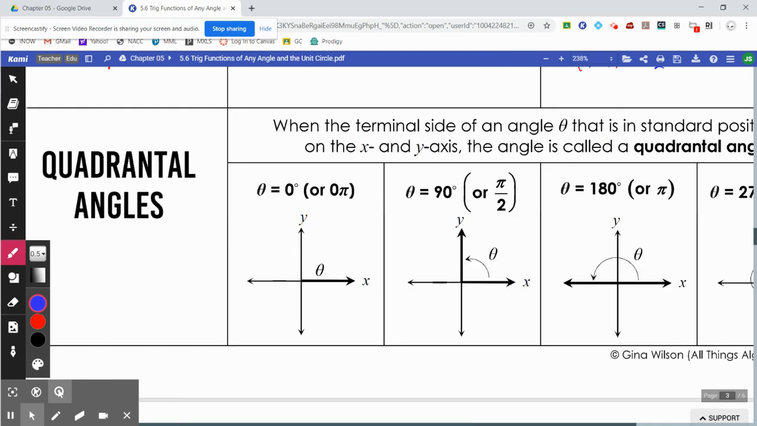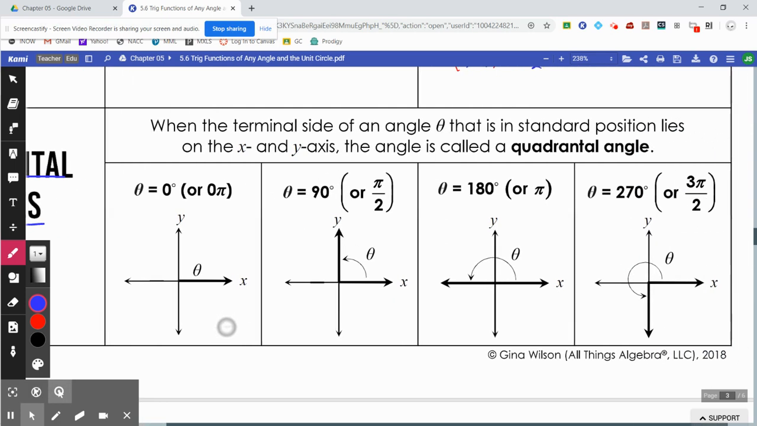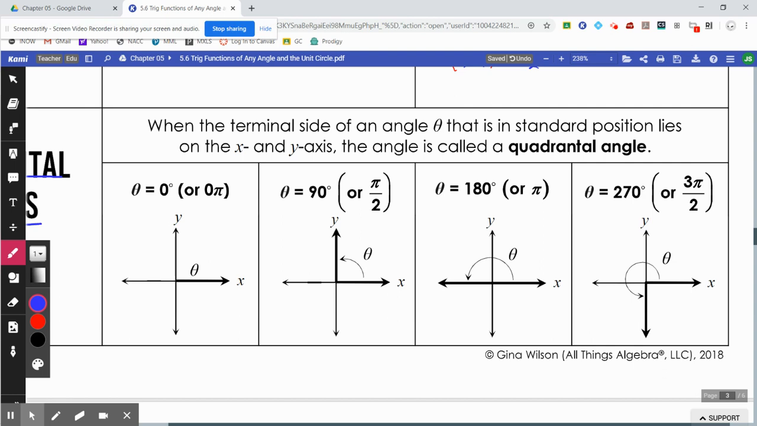Okay, let's define one other thing before we talk about the unit circle, and that is a quadrantal angle. By definition, when the terminal side, or the ending side, of an angle theta that is in standard position lies on the x or y axis, these are called quadrantal angles. So a 0-degree angle is a quadrantal angle because we're on the x-axis. A 90-degree angle is a quadrantal because it stops on the y-axis. A 180, a 270, and then if you rotate it all the way back around, a 360. All of these are quadrantal angles.